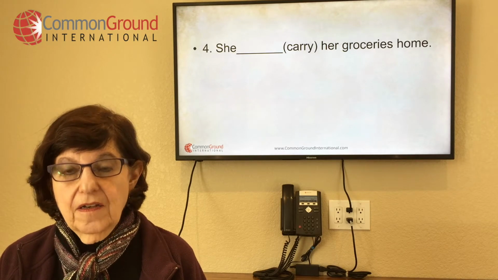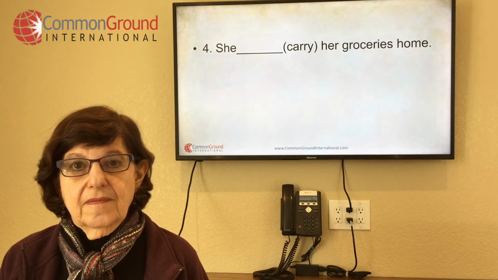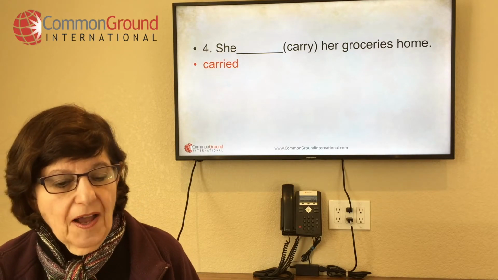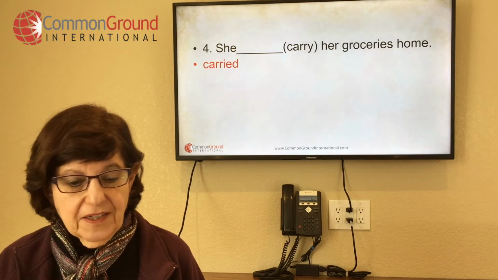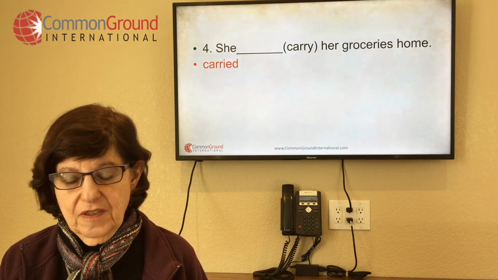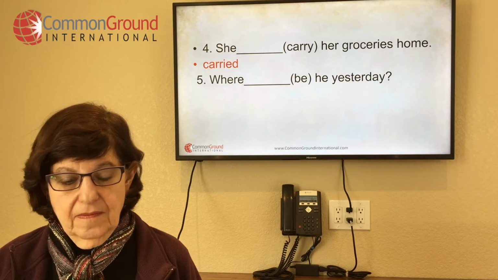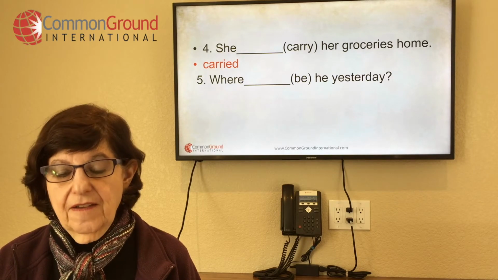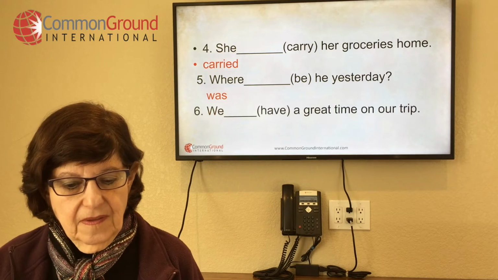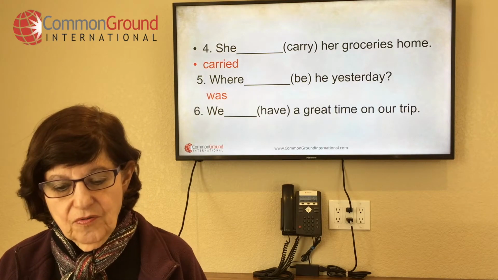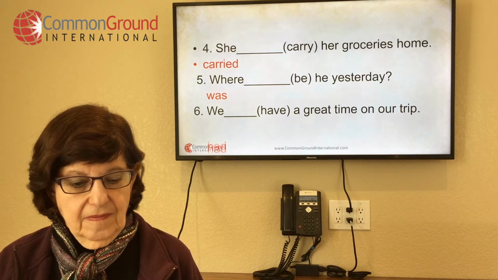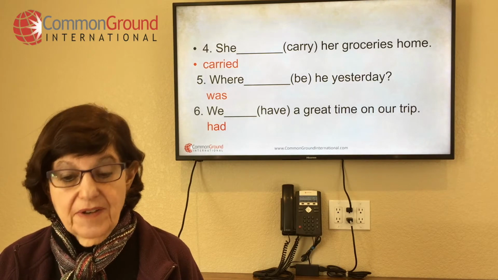She and then carry her groceries home. If you have carried where the Y becomes an I and you add ED, you're correct. So it's regular, but it ends with a consonant Y. She carried her groceries home. Where be he yesterday? Where was he yesterday? We, the verb have, a great time on our trip. We had a great time on our trip. Irregular verb.